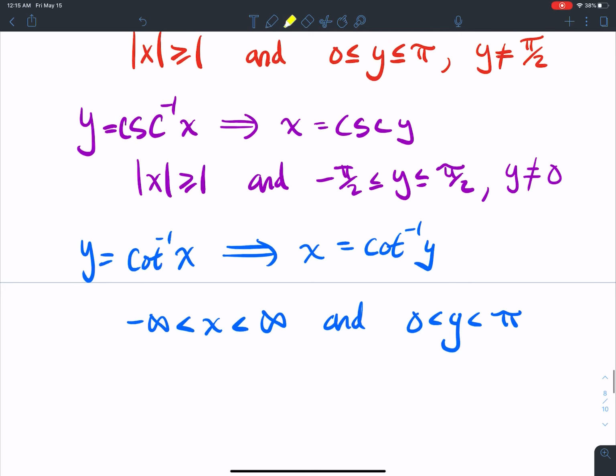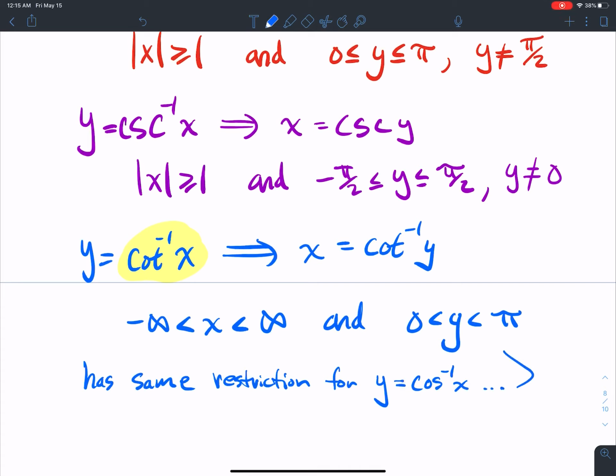So one thing I want you to note about the cotangent inverse, this has the same restriction for y as cosine inverse of x. All right, so from 0 to pi. So we're going to use those techniques.